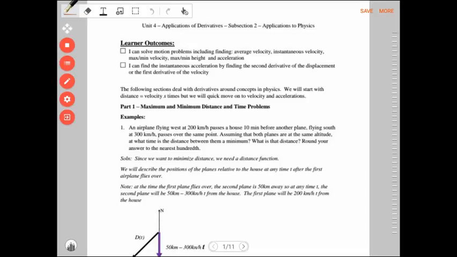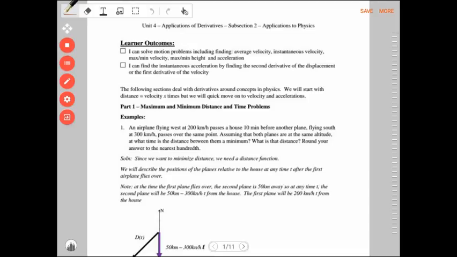We're going to use our concepts of derivatives and the second derivative for finding out velocities and accelerations given the displacement functions, that kind of stuff. We're going to be dealing with derivatives around all types of concepts in physics. We're going to start off with distance is velocity times time, but then move on to velocity and accelerations.